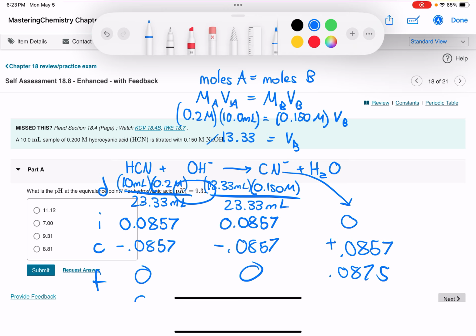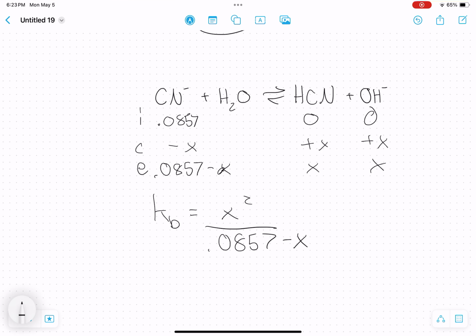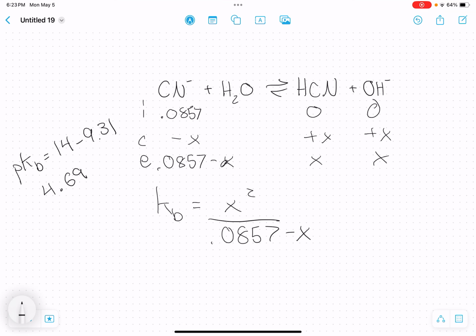It's interesting. I'm not sure why it puts it in those terms, but whatever. That means that the pKb is 14 minus 9.31, or 4.69, okay? And the Kb would be 10 to the negative 4.69.